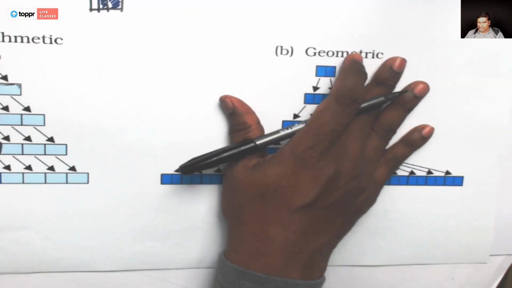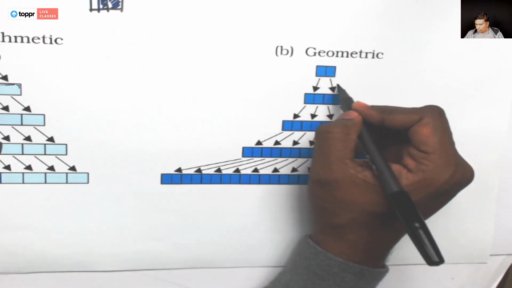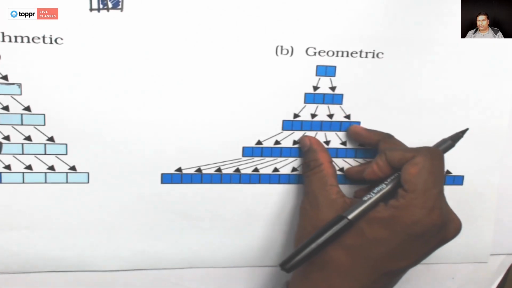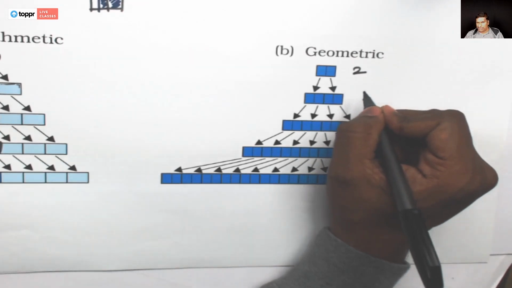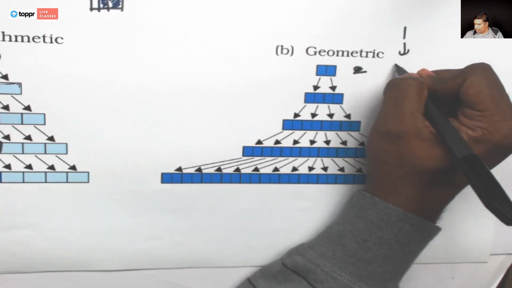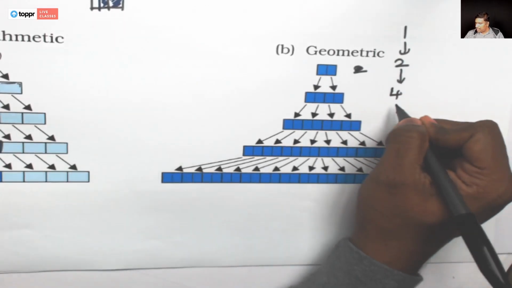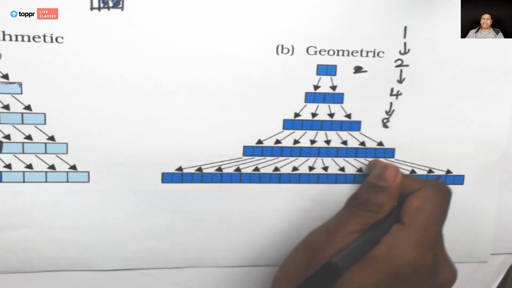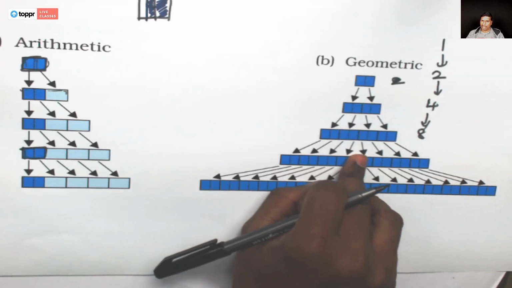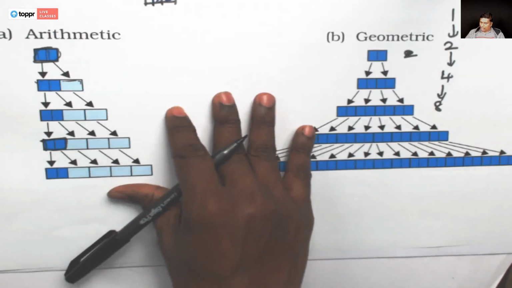The other way is the geometric manner, where a single cell divides into two. Each of the cells coming from it will then divide again. So you start with one cell, this one cell divides into two, these two cells then divide into four cells, and four cells divide into eight cells. So this is your geometric fashion of cell division. Division can occur this way or this way.